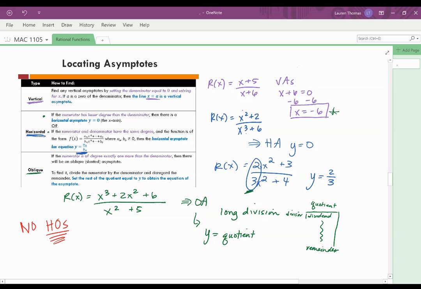All right, so don't tell anybody I told you, but you will not have a horizontal and an oblique on the same graph. You can have a vertical and a horizontal, you can have a vertical and an oblique, but you're not going to have both a horizontal and an oblique on the same graph. So just remember, no hose, and you'll be good to go. All right.